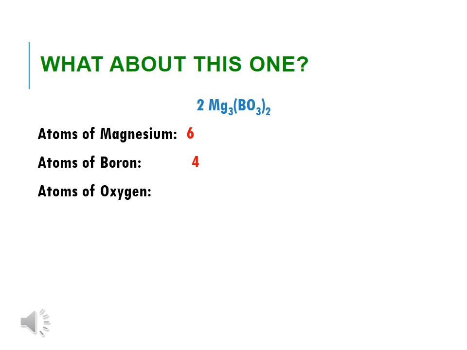Lastly, oxygen. There are 3 oxygens inside of the parentheses because the borate ion has 3 oxygens. But outside of the parentheses is the 2. And that 2 is telling us that we have 2 sets of the borate ion. So 3 times 2 is 6. So in 1 molecule of magnesium borate, we have 6 oxygens. Okay, but we have 2 molecules. So 2 times 6 is 12. So there are 12 atoms of oxygen.